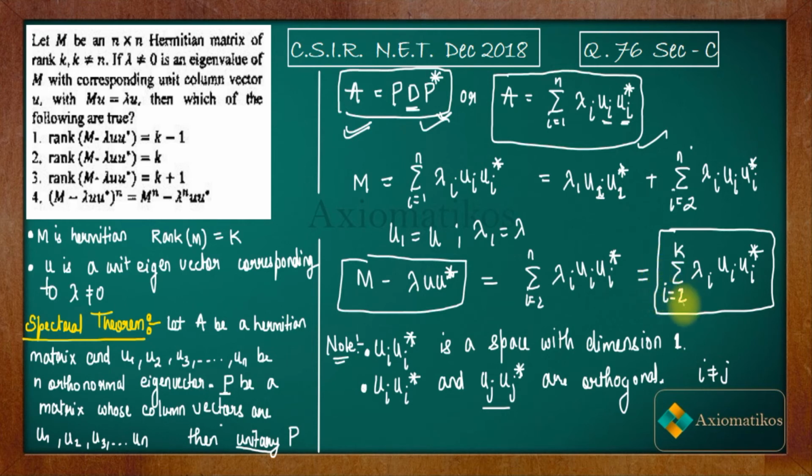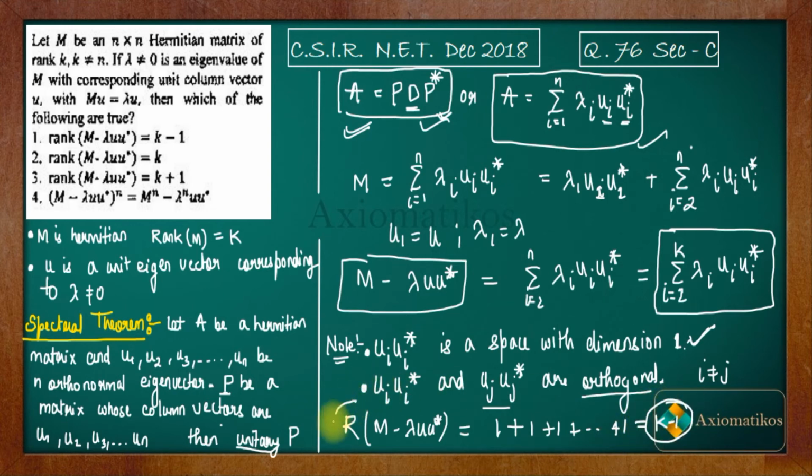What is the importance of direct sum? It means that they will have nothing in common. Why do they have nothing in common? Because they are orthogonal. How can they have anything in common? So the range of M minus lambda uu star is a direct sum of k minus 1 spaces, and every space here is of dimension 1. It means that the rank of M minus lambda uu star will be what? 1 plus 1 plus 1, how many times? Up to k minus 1 times. Got it? So this is what we are talking about.